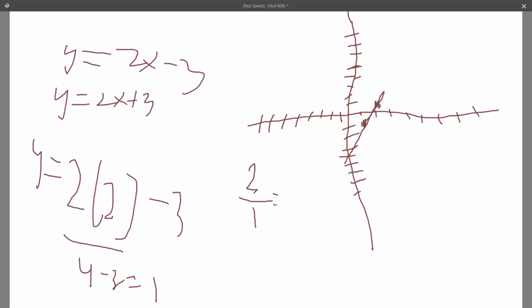which is just 2. Now this means every time I go horizontal 1 in the x direction, I go up by 2. But what if I go in the negative direction? I go back. If I go back, I'm gonna go 2 down. Now let's test some other points, and let's graph another line. So I'll delete all of this.